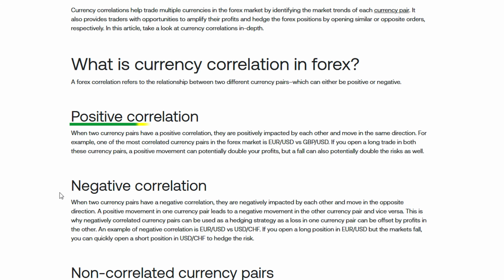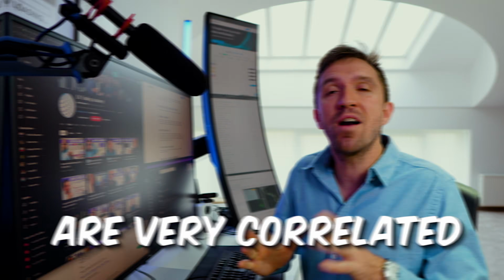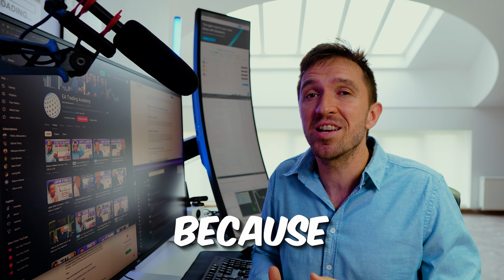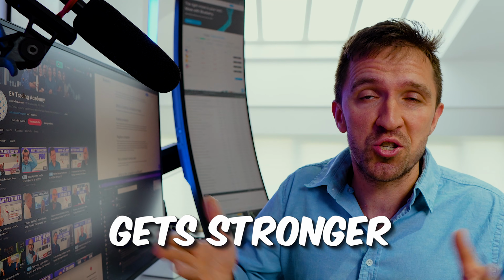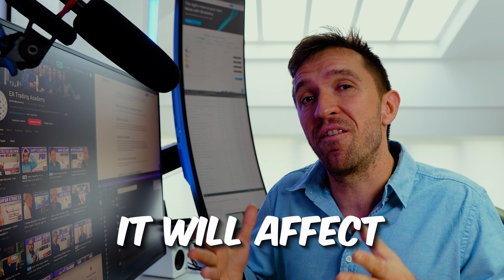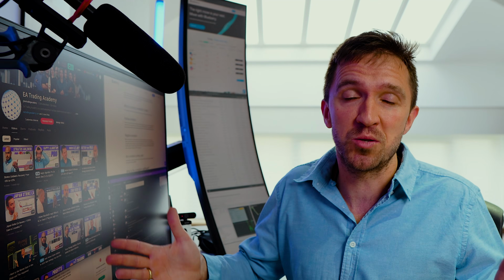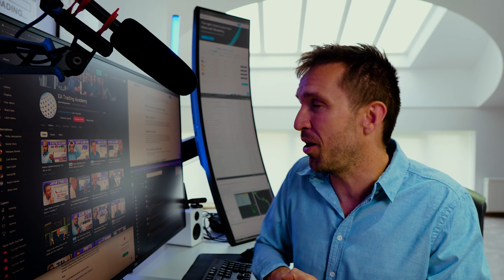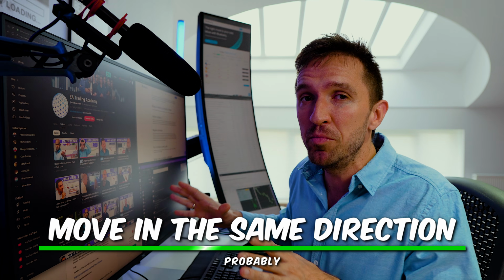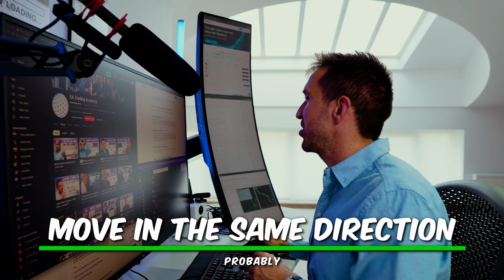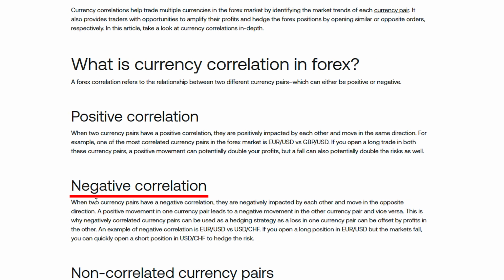Now when the correlation is positive, this means that they tend to move in the same direction. For example, euro-dollar and pound-dollar are very correlated currency pairs because if the dollar gets stronger, obviously it will affect both of them. If it gets weaker, again it will affect both of them and they will probably move in the same direction. And obviously when we have negative correlation, it means that they move in the opposite direction.